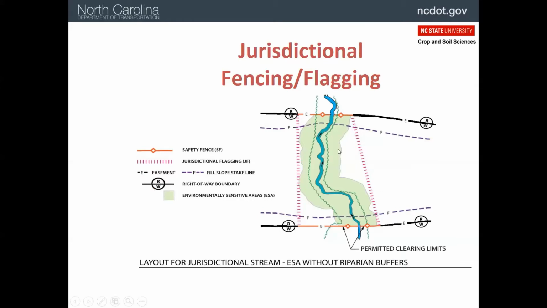Here's an example of a stream that does not have the same type of zones around it. This is all environmentally sensitive, and so we're going to put the flagging on both sides to keep the equipment out. Again, you see the fill line, so that's the flagging that'll show the operators where they can add soil to build up the highway to go over this stream. And there's our right-of-way and our easement and safety fence right there, and safety fence down here, again to delineate where the project is.